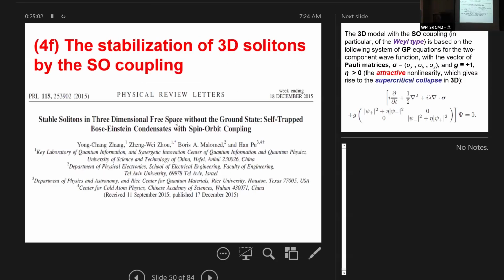Okay, now, the question is, can these ideas be used to stabilize 3 dimensions? All this we discussed in 2 dimensions. Can similar ideas be generalized to stabilize 3-dimensional solitons by means of the spin-orbit coupling? The answer is we cannot create ground state solitons. Why? Because the spin-orbit coupling is not able to suppress the supercritical collapse in the 3-dimensional case. However, what we can do is predict metastable solitons, which are not ground states, but at least they're stable against small perturbations.